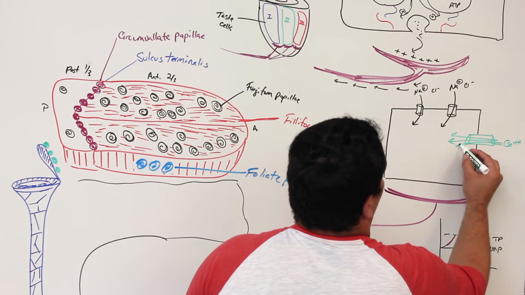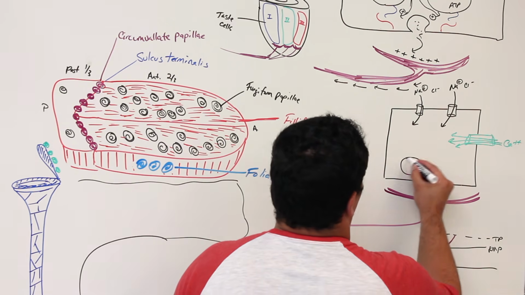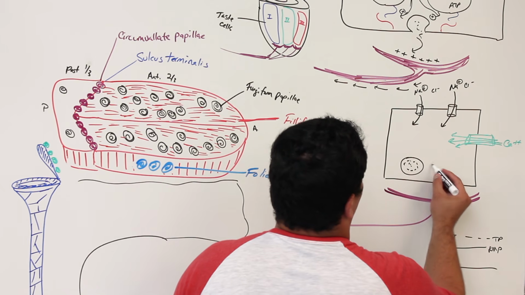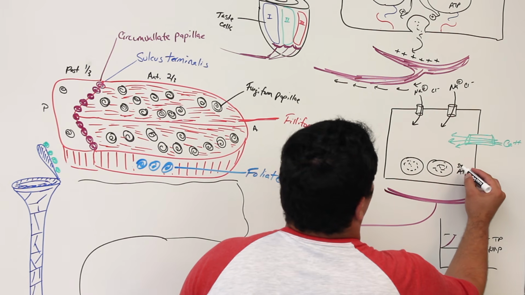As calcium starts flowing into the cell, what's going to happen? Remember, what's inside of these actual taste cells? These little vesicles rich in certain types of neurotransmitters. What are those neurotransmitters? ATP and serotonin.